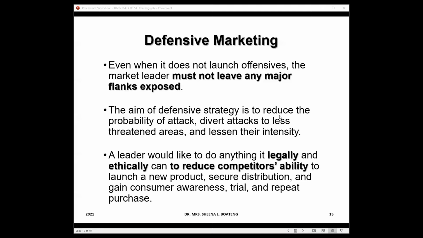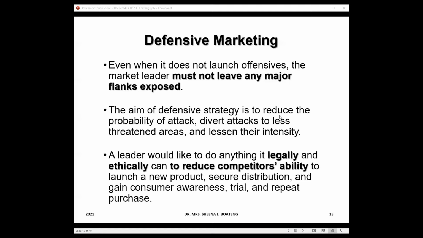So here, the main aim of their defensive strategy is to reduce the probability of getting attacked by their competitors, as well as diverting the attacks that could possibly come to less threatened areas, and also to lessen the intensity of these attacks that could be coming from their competition.